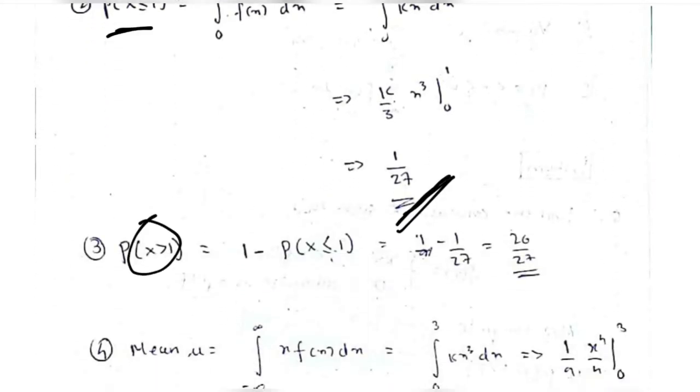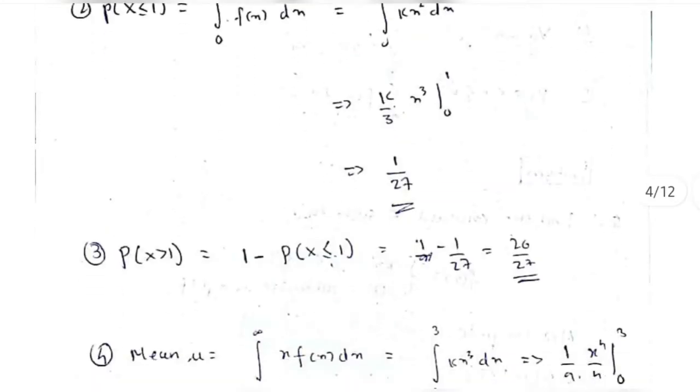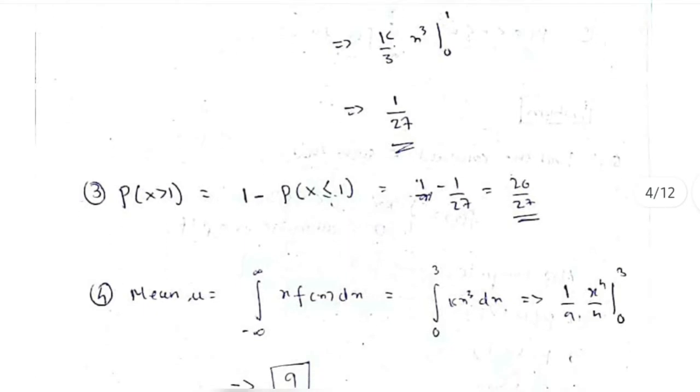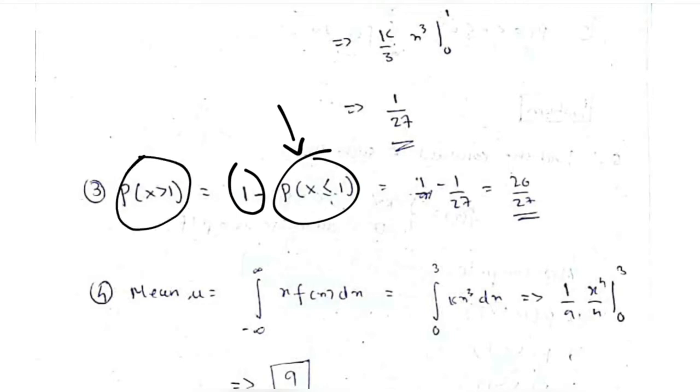What about x greater than 1? That means from 1 to infinity. But 3 to infinity is already 0, so we'll just consider 1 to 3. We can do that by considering the integral from 1 to 3, or what we can do is, the total probability is 1. 1 minus, already we have found out less than 1. So to find out greater than 1, we can subtract less than 1 from 1. That also gives the same answer.